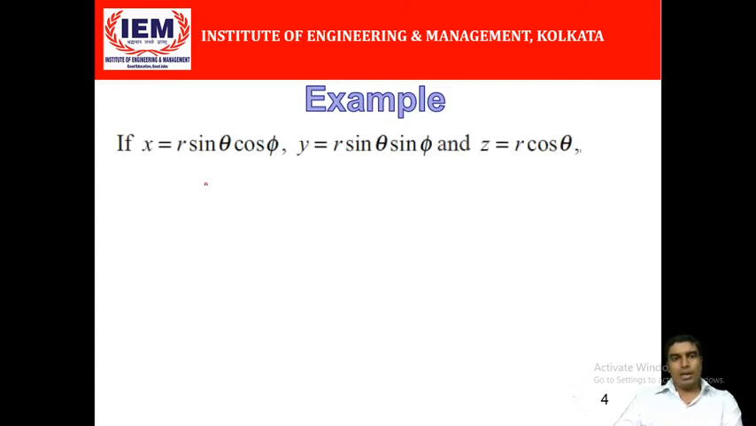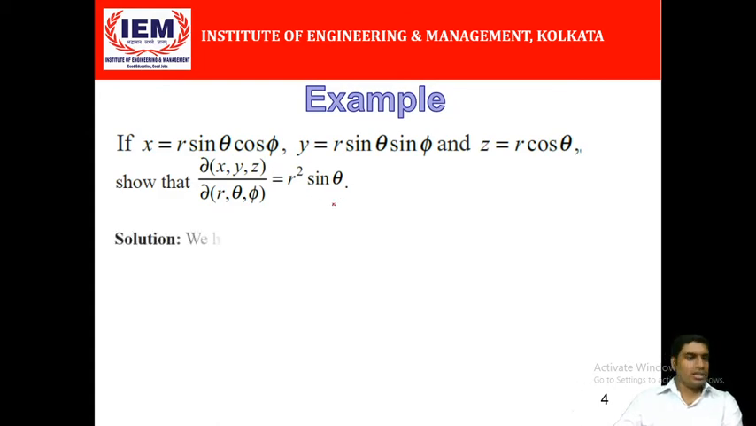So you have three variables x, y, z, and they are related to r, theta, phi by these equations. So here x is a function of r, theta and phi, and y is also a function of r, theta, phi, and z similarly. Now if I want to find the Jacobian, that is del of x, y, z by del of r, theta, phi, we have to show that it is r square sine theta.